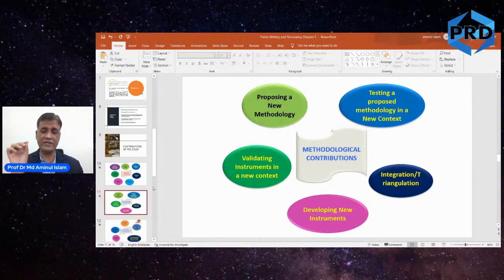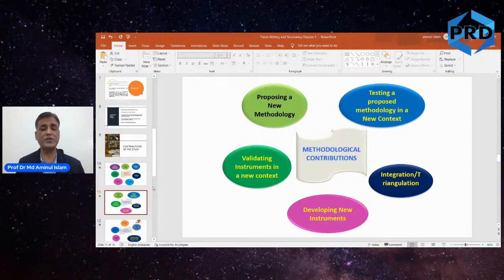Or possibly, in the research that you have done, previous researchers used either qualitative or quantitative, but in your case, you have used integration or triangulation. Integration of qualitative and quantitative, or triangulation. You start with qualitative, then quantitative, followed by qualitative. You started with quantitative, followed by qualitative, then followed by quantitative. That's called triangulation, right? So you are using a different approach compared to the previous researches that you have reviewed. Okay, that is also a methodological contribution.